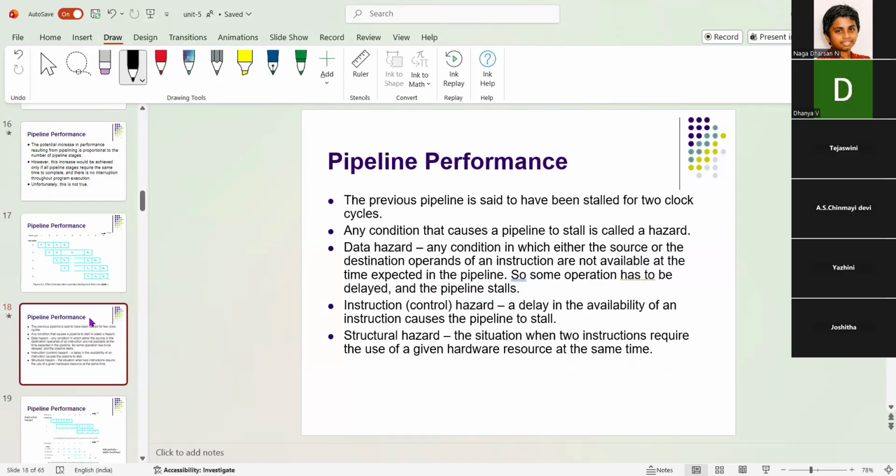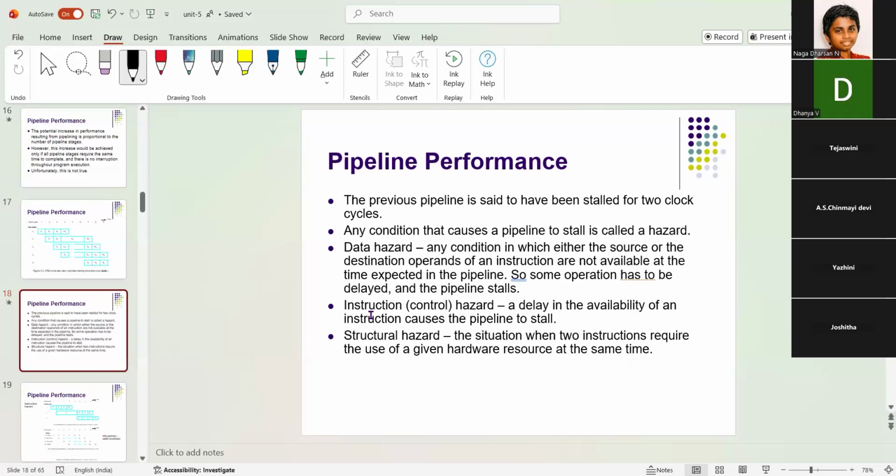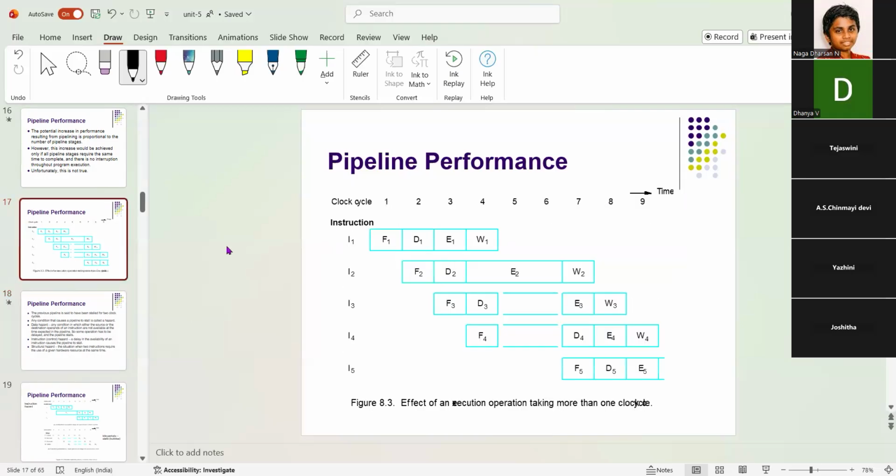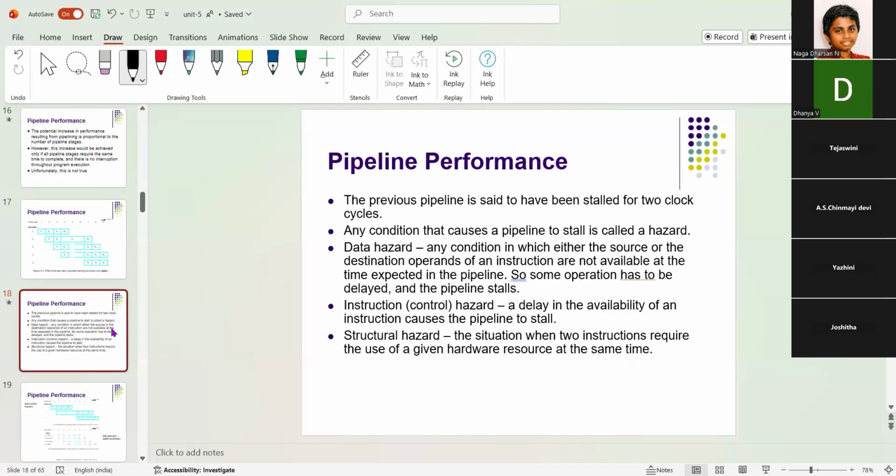Okay, so in terms of pipelining, the previous pipelining is said to have stalled for 2 clock cycles. Earlier it was 7, now it has become 9. So there is a stall of 2 clock cycles. Any condition that causes a pipeline to stall is called a hazard. There are 3 types of hazards: first the data hazard, then the instruction or control hazard, then the structural hazard.